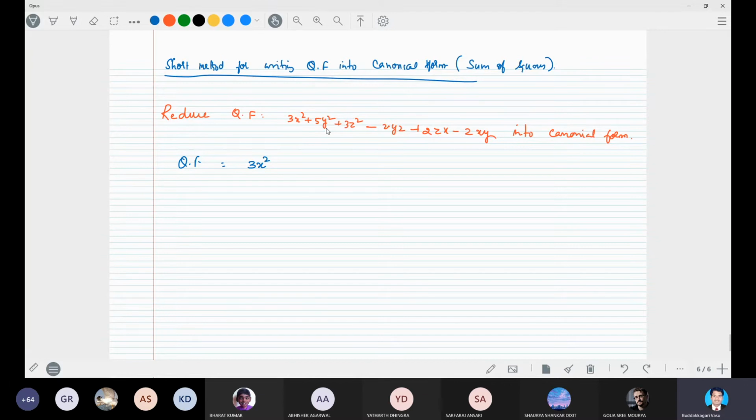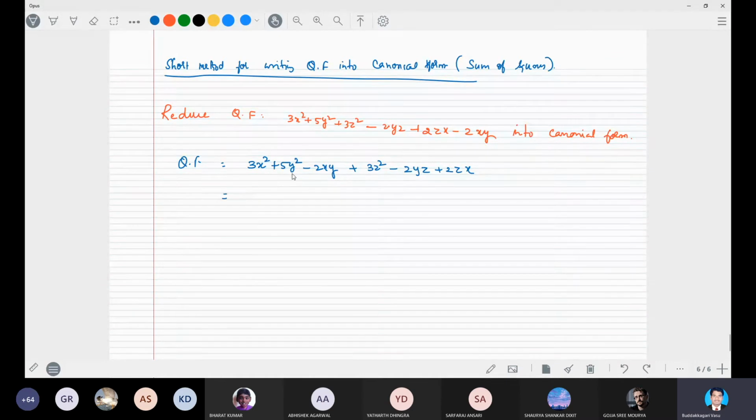x plus y plus z whole square, like that we can try. Three x square, 5y square minus 2xy, you write in one group. Then you write 3z square. The remaining ones you can put in that way, 3z square, 2yz plus 2zx is there. You keep it accordingly.